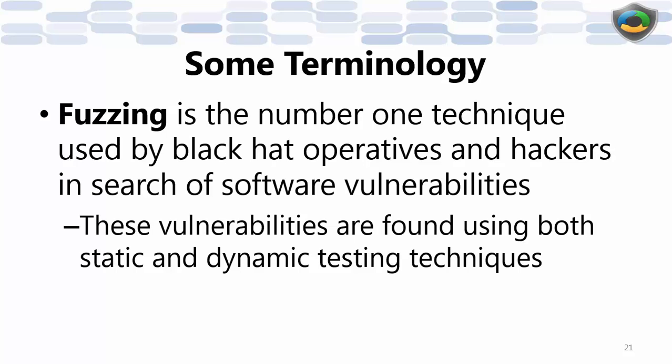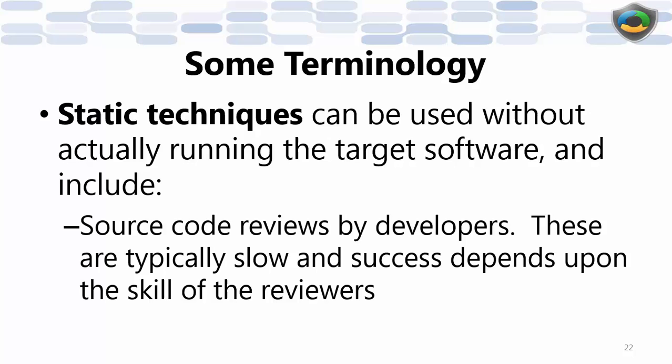As mentioned here, these types of vulnerabilities are found using both static and dynamic testing techniques. With static, as it says, it can be used without actually running the code. Source code reviews, and the stuff that's mentioned here should be obvious to everyone. What are the problems with source code reviews? They're slow. They can be painstaking. It can be hard to get everyone together that has to be together. And the success or failure depends upon the skill of the reviewers, the time of the reviewers, how they feel, the time of the day the review is held, etc.